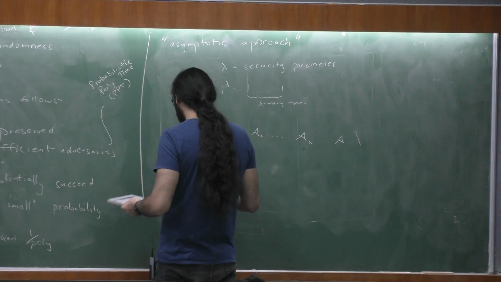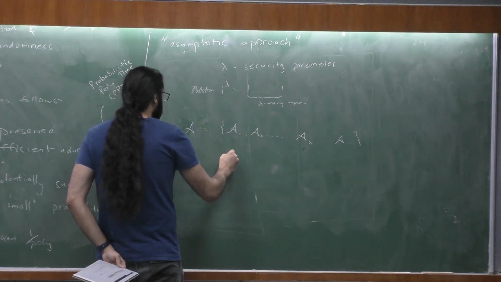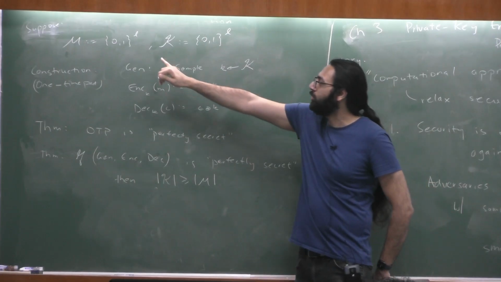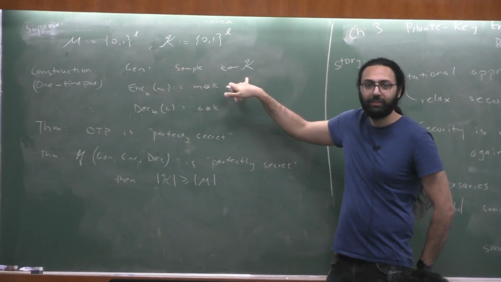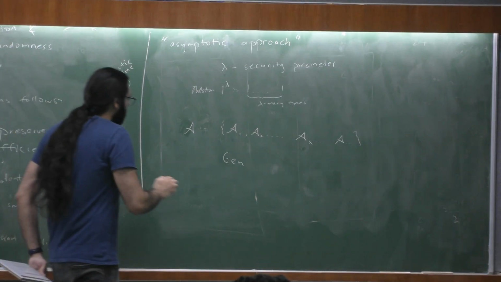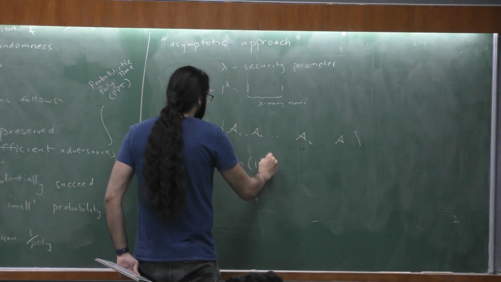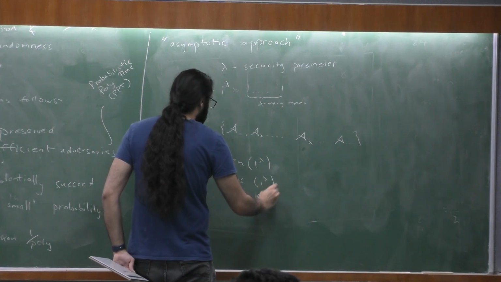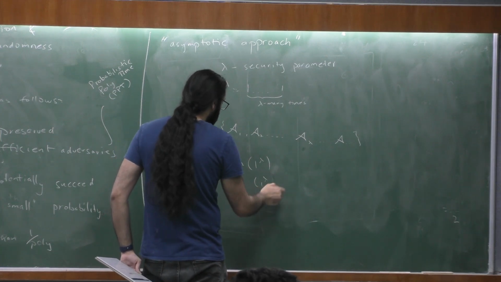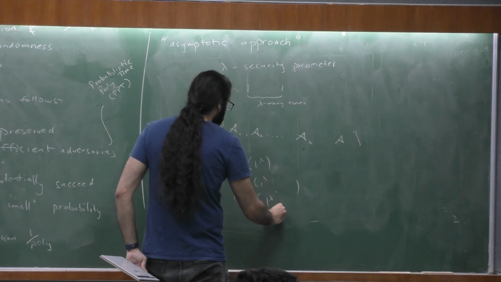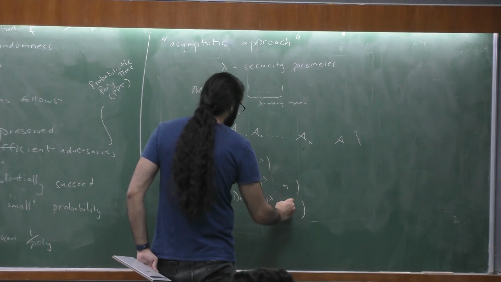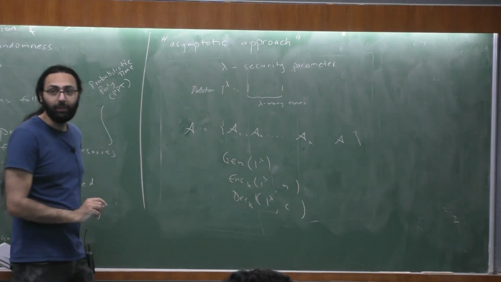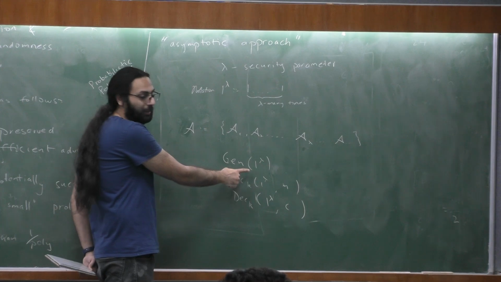So what we're going to do is all our algorithms. Remember, the algorithm over here was simply saying that the input space is fixed, and you're going to sample from some fixed set. But now this is no longer the case. So all our algorithms, Gen, Enc, Dec, in addition to the inputs they were taking, will take this security parameter as an input. We will not write it always, but it's implicit.